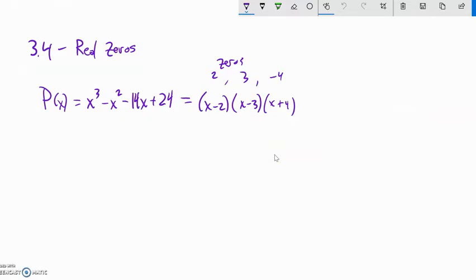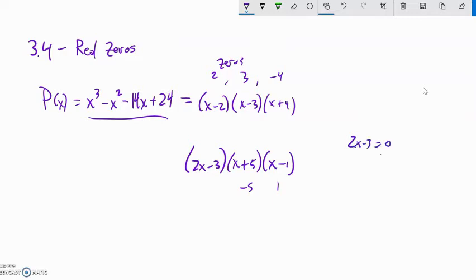So we do have a really good advantage. We can find a lot of these zeros just by graphing that. But before I think about graphing it, I'm going to make another equation. I know that it factors to 2x minus 3, x plus 5, and x minus 1. So notice my zeros here would be 1, negative 5, and if you set 2x minus 3 equal to 0 and solve it, add the 3, divide by the 2, 3 halves. Notice those are what my zeros are.